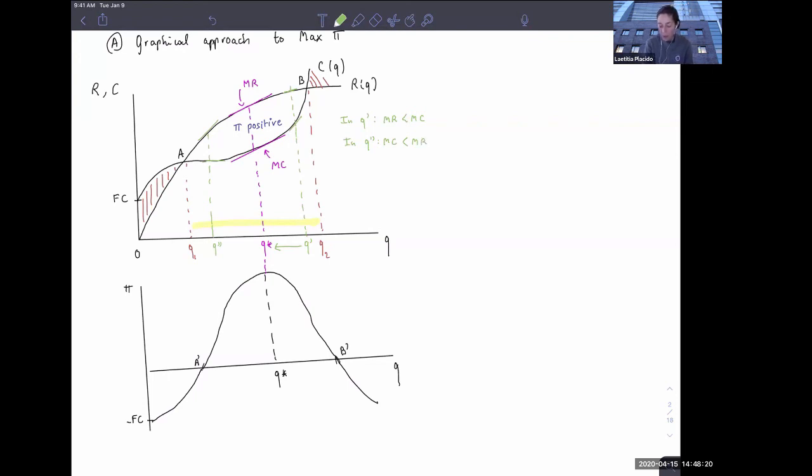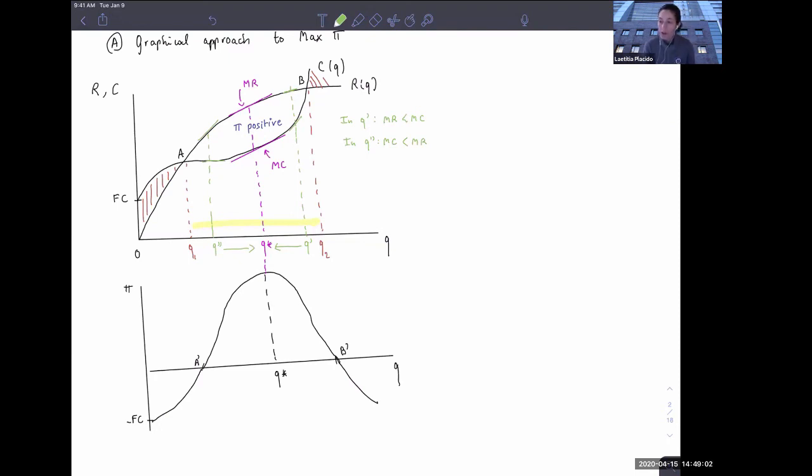Okay, what does it mean? It means that producing an additional unit and selling it on the market gets me an additional revenue which is higher than the additional cost of producing that same unit. So if the marginal revenue is higher than the marginal cost, then the firm is going to optimally increase its production. All right, so the only point where the firm actually maximizes its profit will be where marginal revenue is equal to marginal cost.